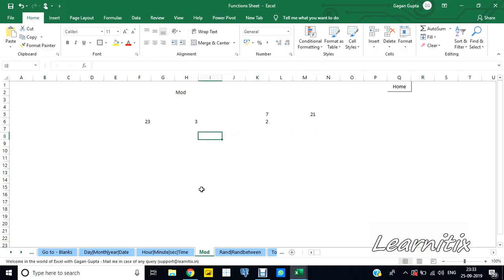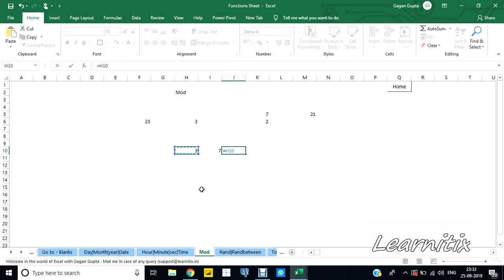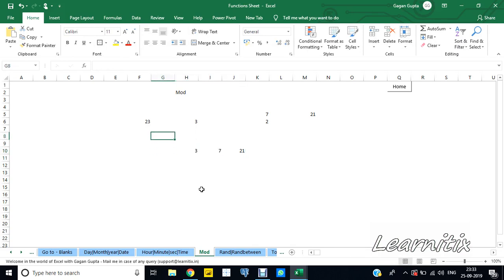So if I multiply 3 by 7, then it gives us 21. So 23 is not getting fully divided by 3, so 2 will be the remainder. So what the mod function does is it gives us the remainder value.